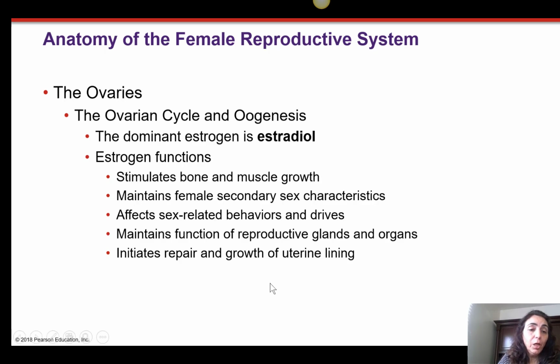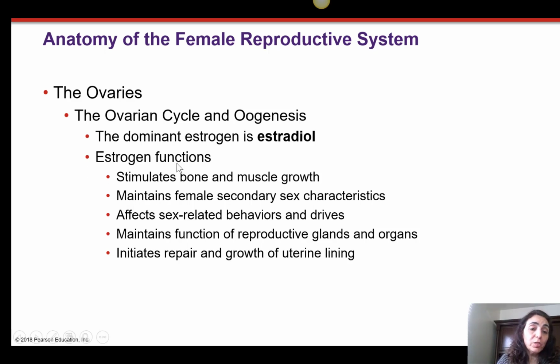And the dominant estrogen is estradiol. So pay attention that estradiol is the dominant estrogen that we have. The same way that we said, for example, we have androgen for the male, and the main androgen is testosterone. So here we have estradiol, right?